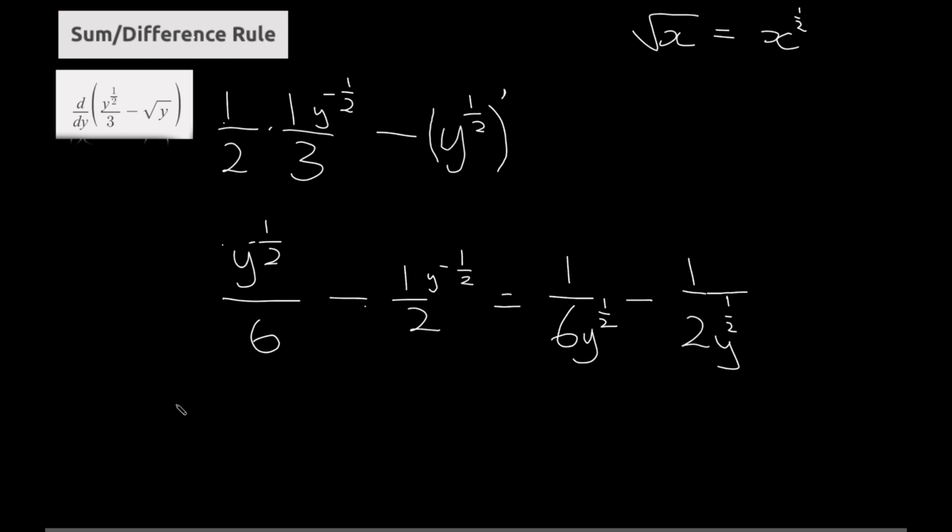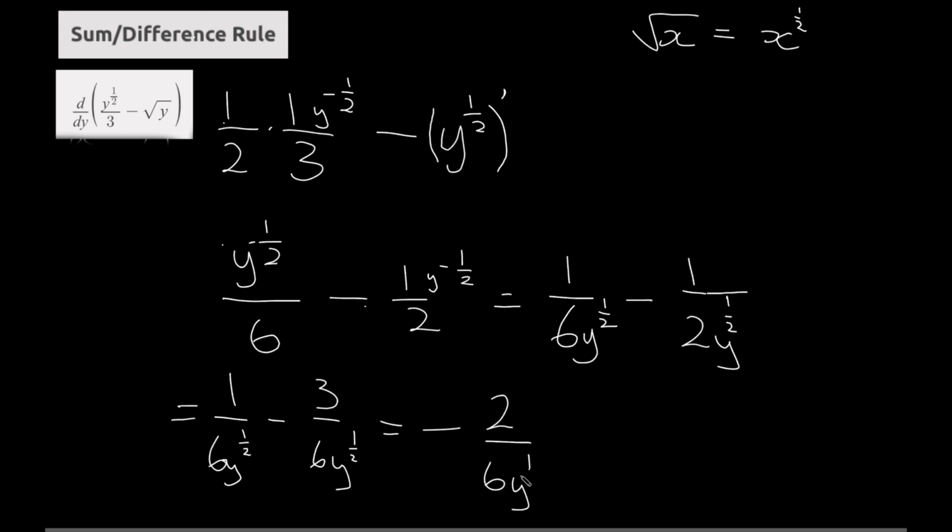So then that will be equal to 1 over 6 y to the power of 1 over 2, minus 3 over 6 y to the power of 1 over 2 here. Okay? And then we're just subtracting. So it's going to become negative 2 over 6, y to the power of 1 over 2. And then here, we just have negative 1 over 3, y to the power of 1 over 2. So this will be the final solution.